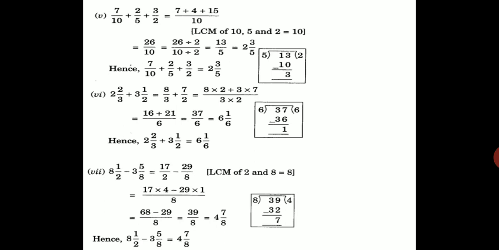Now 4, 7 by 8. Hence, what is the answer? You can see here 4, 7 by 8 is the answer. Now 39 by 8 I am converting into a mixed fraction. 8 fours are 32. 39 minus 32, 7 is the remainder, and the fraction will be 4, 7 by 8. So the last answer is 4, 7 by 8, and that is a mixed number. Now this seventh part I have discussed just now with you.